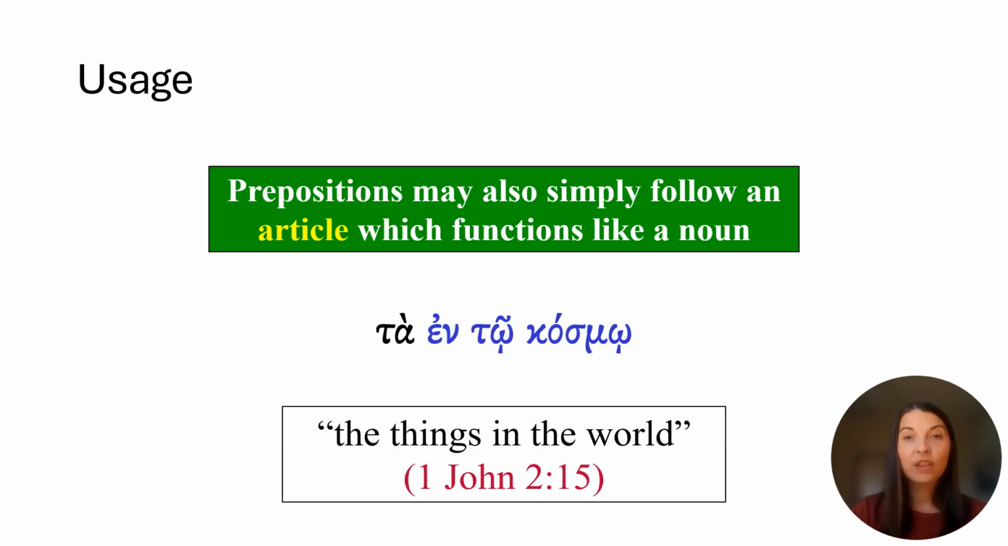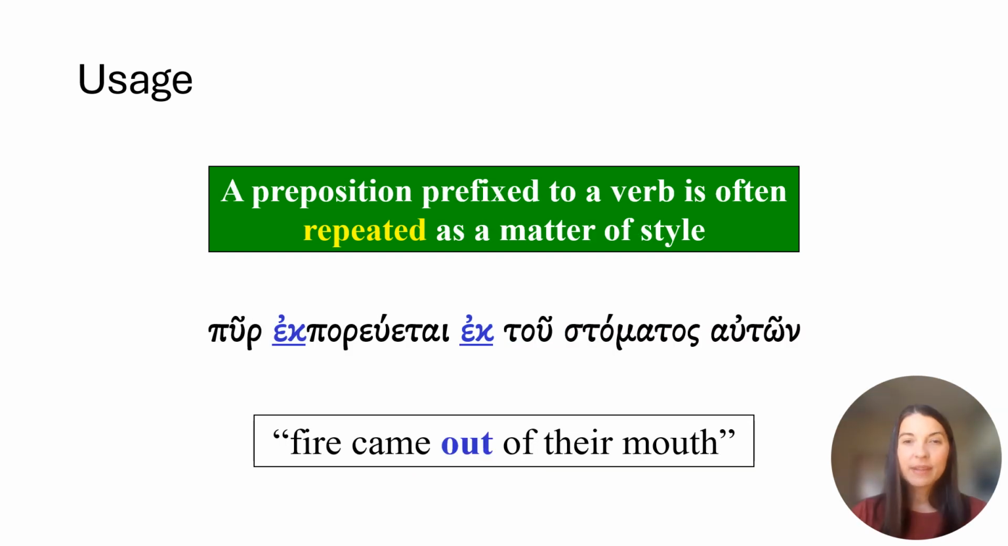Prepositions can also follow an article, and at that point it's functioning like a noun. So ta en to kosmo does not mean the in to the world, it means the things in the world. And sometimes you have a preposition repeated after a preposition has been added to a verb, and so you don't actually need to additionally translate it, it's just there for style. So here we have pur ek porevetai ek tou stomatos auton. The fire came out of their mouth. You don't need to add out again.